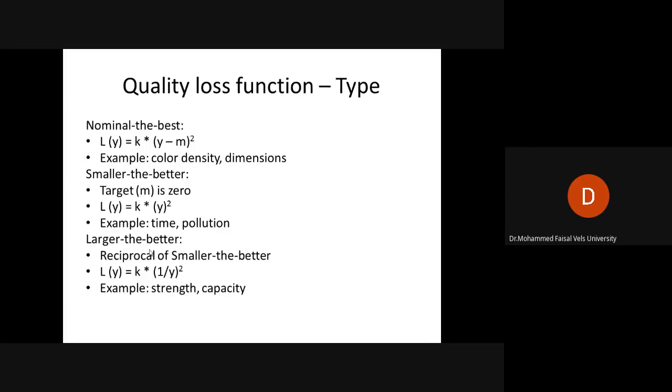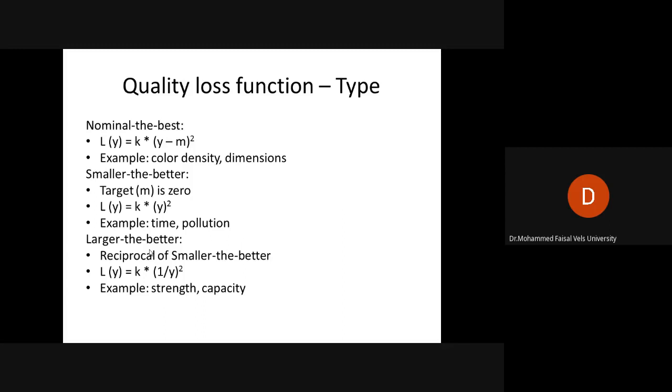And there are different types of quality loss functions. When we talk about the quality loss function, we have what we call nominal the best. For example, color density should not be too high, and the dimension should be within the specification limit. If it is nominal, then it is the best.